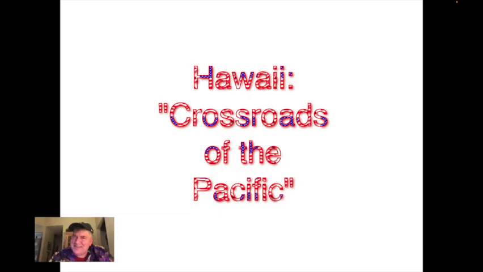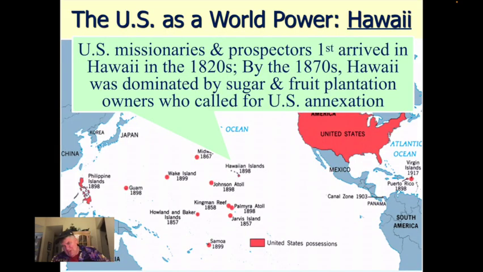Hawaii. Now, here's the deal. We're not going to buy Hawaii. We are actually going to have a political coup and take over Hawaii. We're going to annex it. Annexation. Crossroads of the Pacific, that's where Hawaii is. We know where Hawaii is. It's right there.